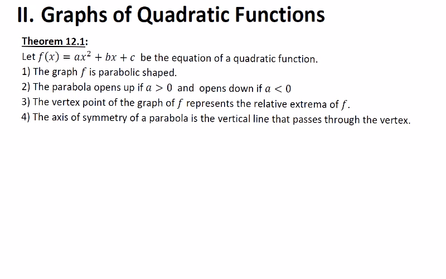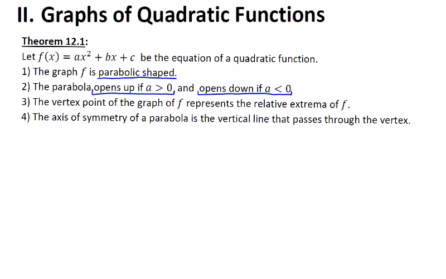Number 1, the graph of your function will be parabolic shaped. That's not news. We've known that for quite some time, but it is still a true fact about your quadratic function. Second thing, we had mentioned a little bit of this on the previous example about the whole open up, open down. Here's the detail. The parabola will open up if your a value is larger than 0. It will open down if your a value is less than 0.